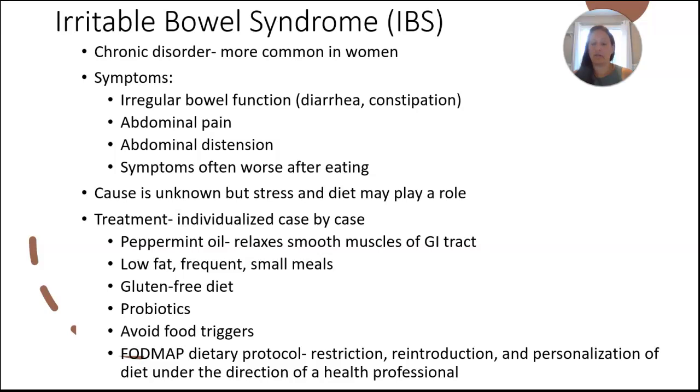What is this? So this is restriction of foods, slow reintroduction of those foods, and as you reintroduce those foods, you figure out what you're sensitive to. And then you end up with a personalized diet. And this should be done under the direction of a health professional.